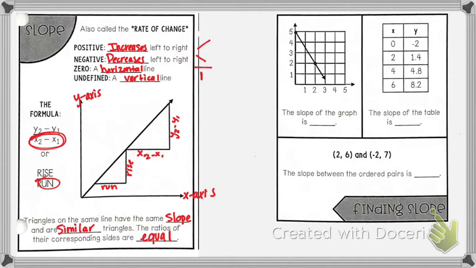Okay, so let's look at finding slope. So if we have this right here, let's find the slope of this graph. We have a point here and here. Okay, so I want to go rise over run with this one. Okay, so in this case, we can either go down and to the right, or we can go up and to the left.